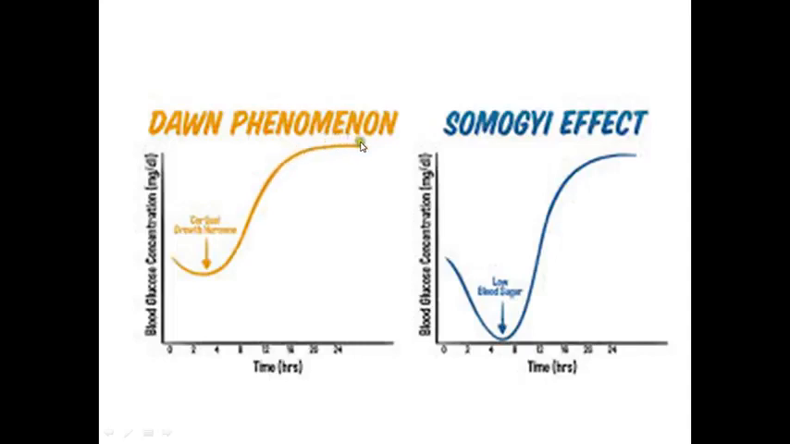and the patient will have hyperglycemia. On the other hand, in a patient who is having Somogyi, when you do a 3 to 4 a.m. sugar level, you see that there was a dip in the blood glucose level. So the patient was having hypoglycemia at that time. And because of this hypoglycemia, reactive hyperglycemia is taking place in the body.